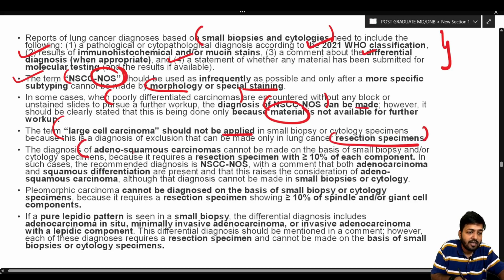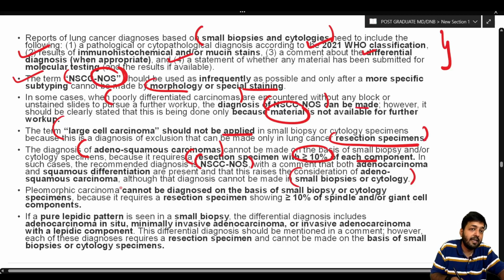Again, the diagnosis adenosquamous carcinoma cannot be made on small biopsy and cytology because it requires a resection specimen with greater than or equal to 10% of each component. In such cases, the recommended diagnosis is non-small cell carcinoma NOS with a comment that both adenocarcinoma and squamous differentiation components are present, and that a consideration of adenosquamous carcinoma can be made after the sample has been resected, but the diagnosis cannot be made on small biopsies or cytology.